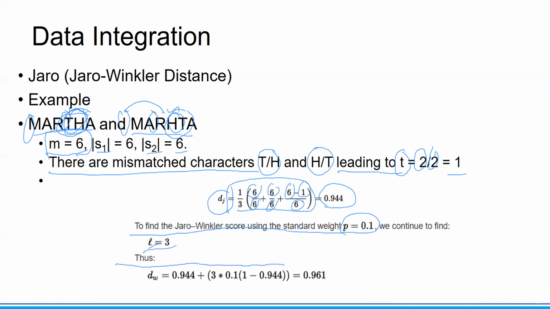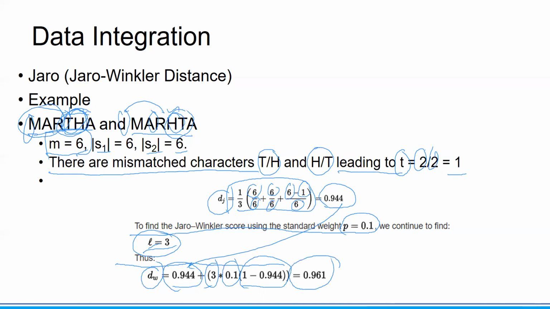So here we have MAR. The first 3 are matching, so we call L equals 3 for this match. The Jaro-Winkler DW is the DJ of 0.944, plus L, which is 3, times P, which is 0.1, multiplied by 1 minus 0.944. So we get a Jaro-Winkler distance of 0.961. So they are very similar.